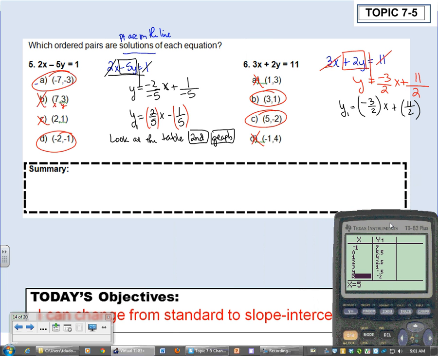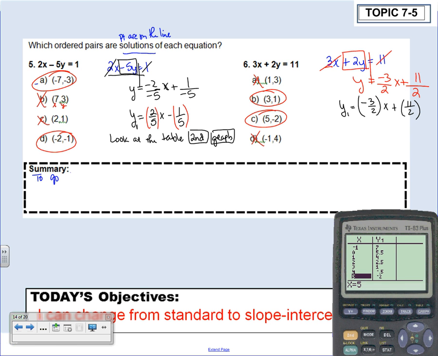So we have used changing into slope-intercept form to help us graph, and now we've also used changing into slope-intercept form to help us find the solutions to the equations. You need to write your summary. So our question was, how do I go from standard form to slope-intercept form? Use your own words to describe how we went from standard form to slope-intercept form.